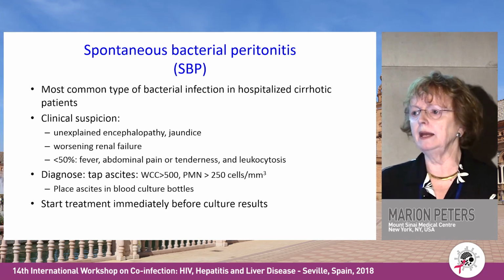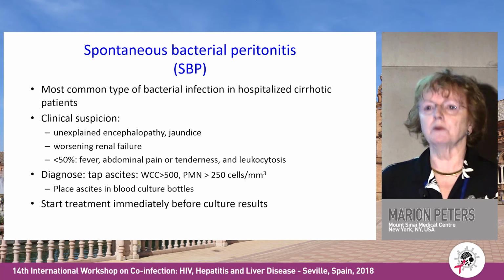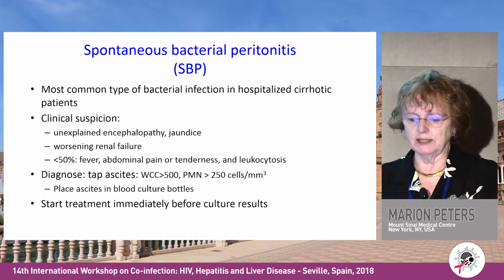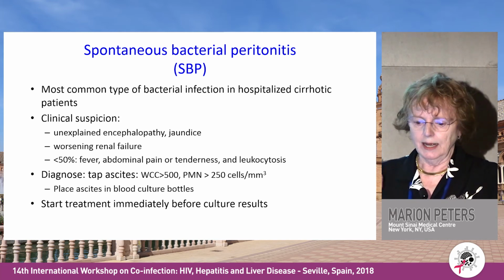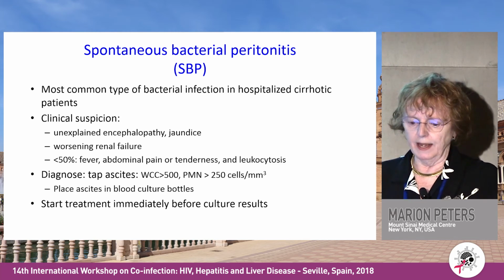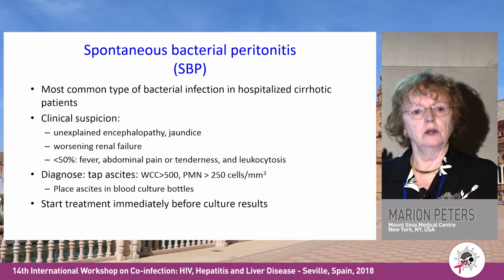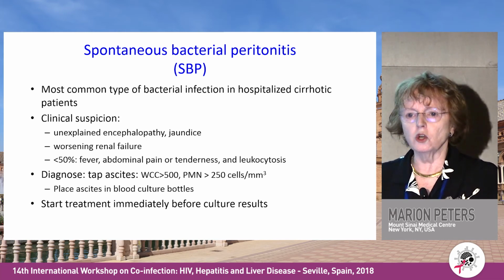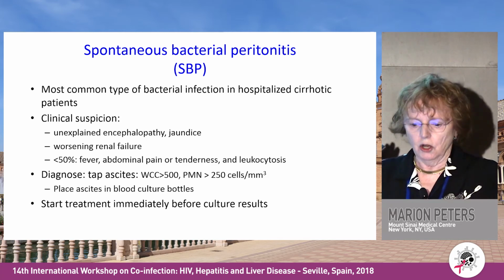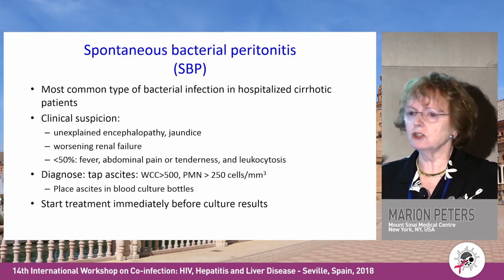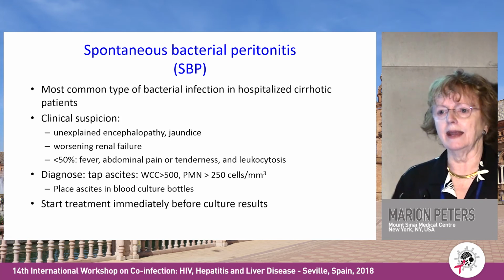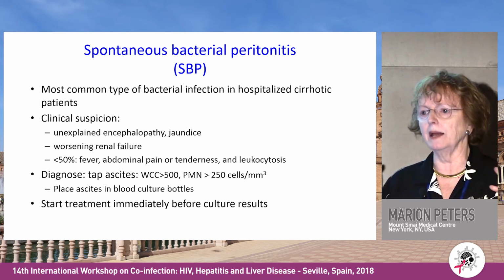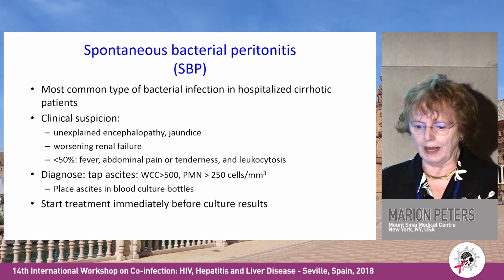What about SBP, one of the most common infections in end-stage liver disease and the most common bacterial infection in hospitalized cirrhotic patients. Clinical suspicion should be worsening renal failure and unexplained development of encephalopathy or worsening encephalopathy. Fever, abdominal pain, tenderness, leukocytosis occur in the minority of patients. So don't wait till you get that. Any patient who comes to hospital should have their belly tapped if they have ascites to rule out SBP.